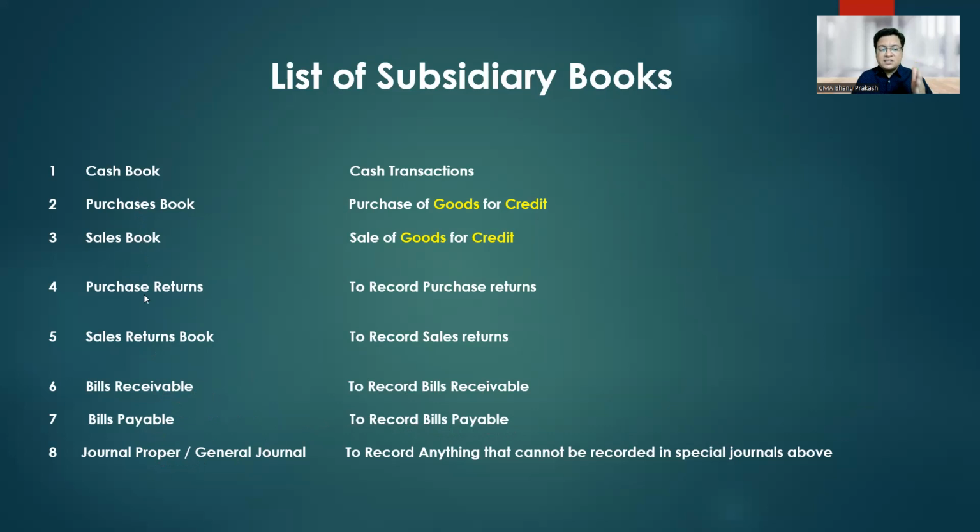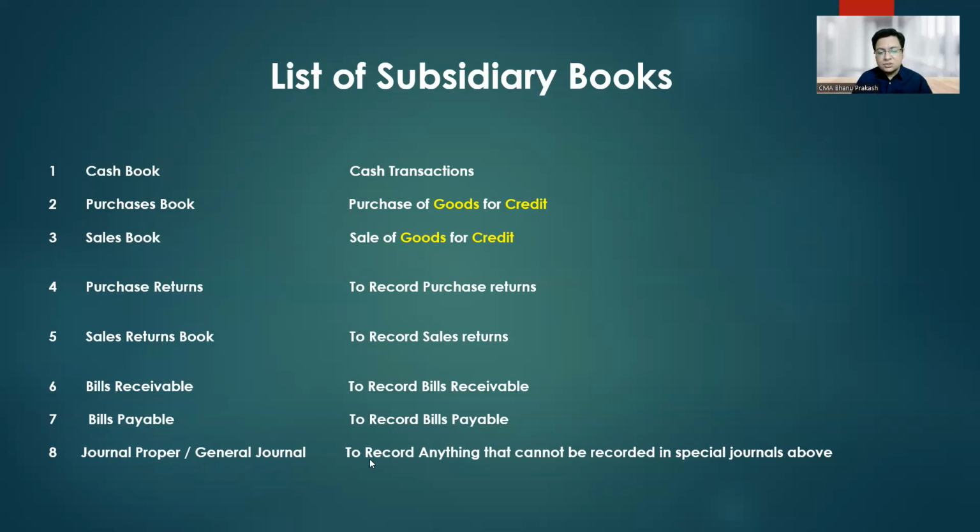See, apart from these special journal books, which we call subsidiary books, you anyway have one regular journal where you can record transactions. That is anyway there. But apart from that, for convenience, you are maintaining separate books. So when you have a regular journal book, which you can call journal proper or general journal, what all can you record there?